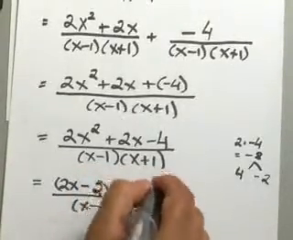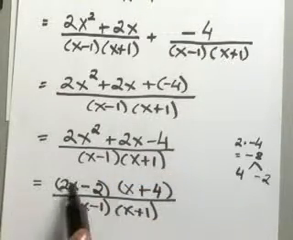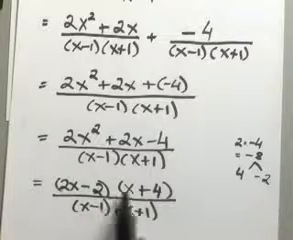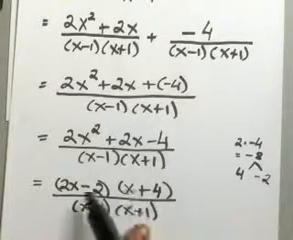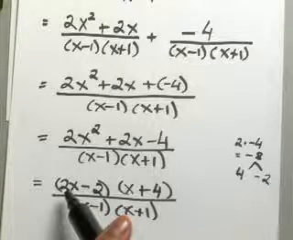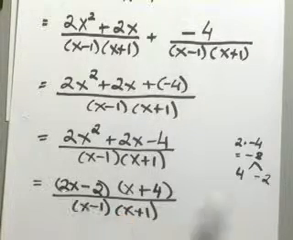So it will actually be a situation where you will put 2x minus 2 as the first factor and x plus 4 as your second factor. You can try multiplying this and see what answer you come up with.